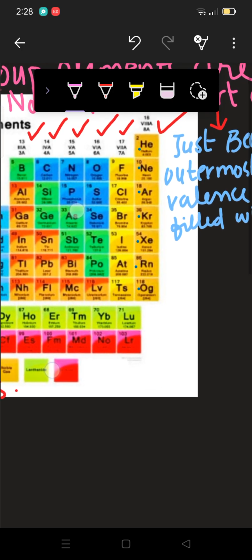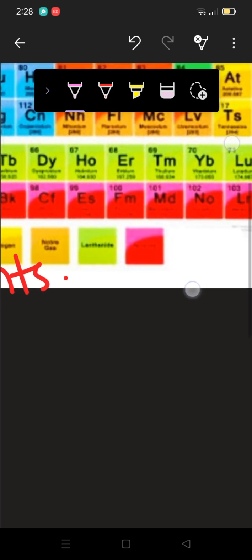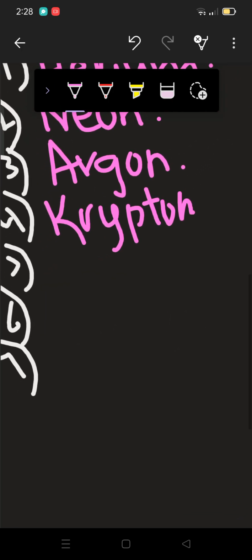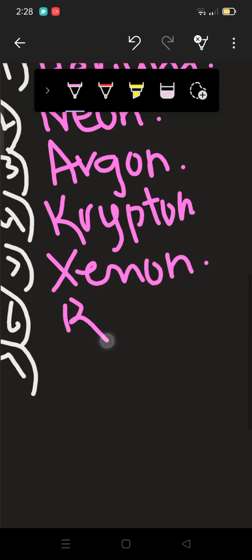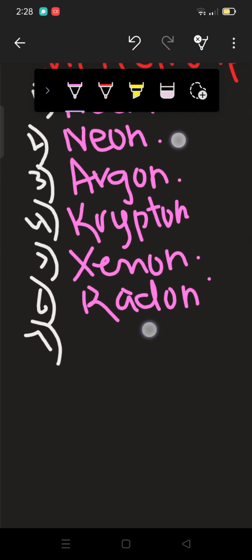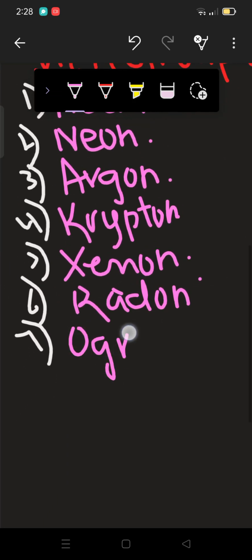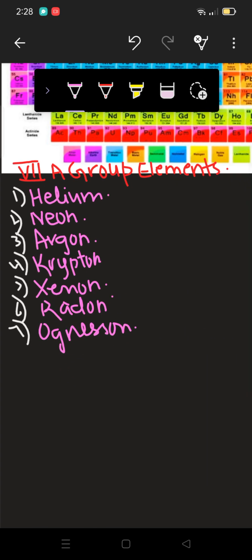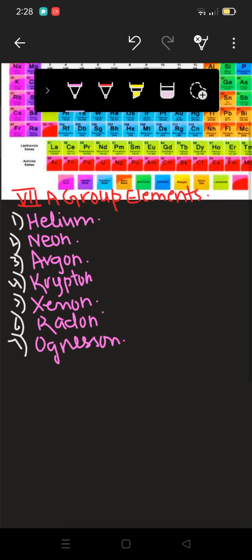Then what do we have fifth? As you can see here, xenon. So xenon. Then we have radon. And then what do we have? Og, which is oganesson. Alright, so these 7 elements are present in the 8th A group.